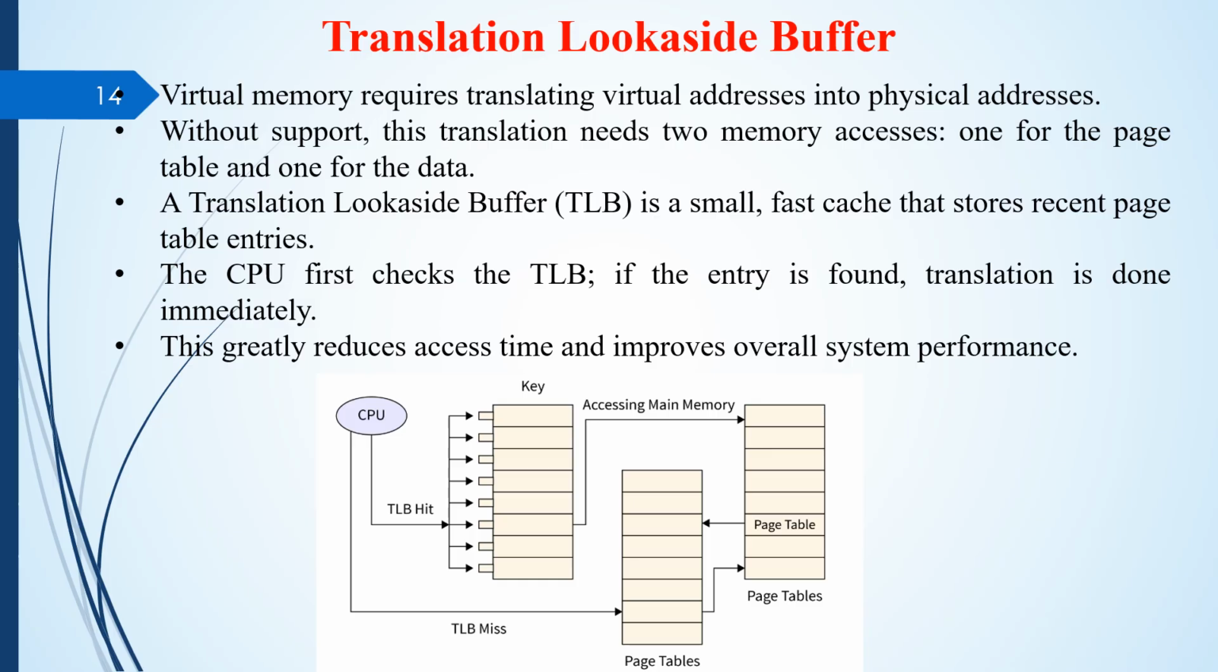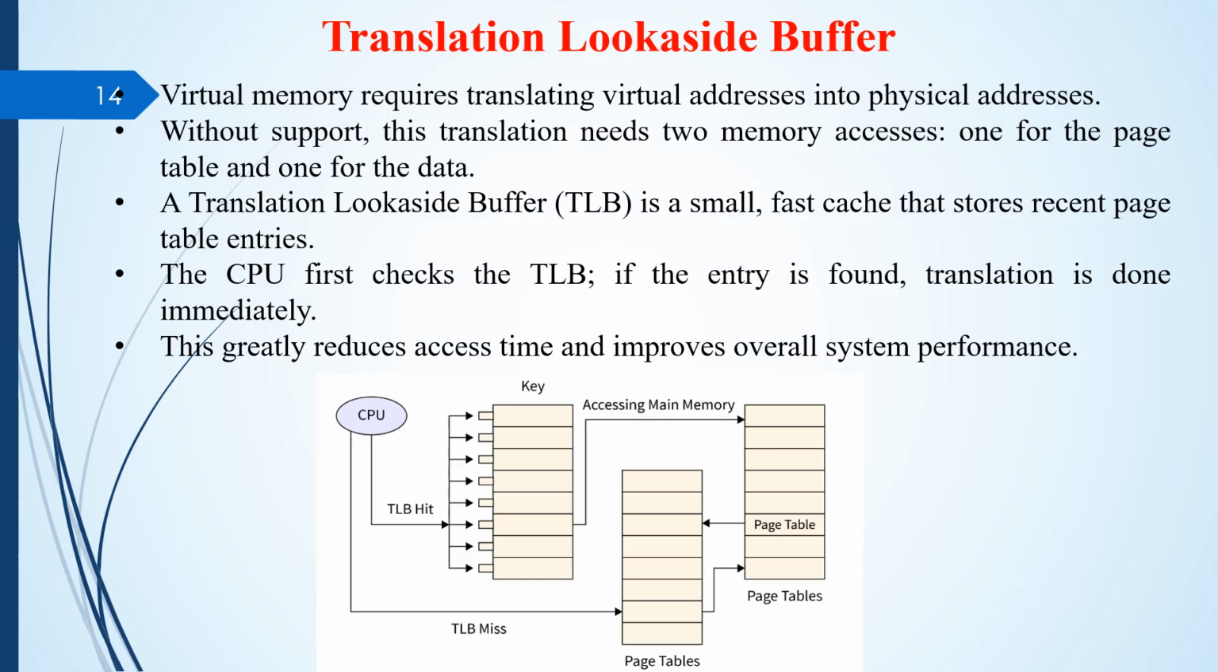In virtual memory systems, the CPU uses virtual addresses to read data. This virtual address must be translated into a physical address. Normally, the CPU would first go to memory to find the page table entry, and then go to memory again to get the actual data. This means two memory accesses for every operation, which is very slow.